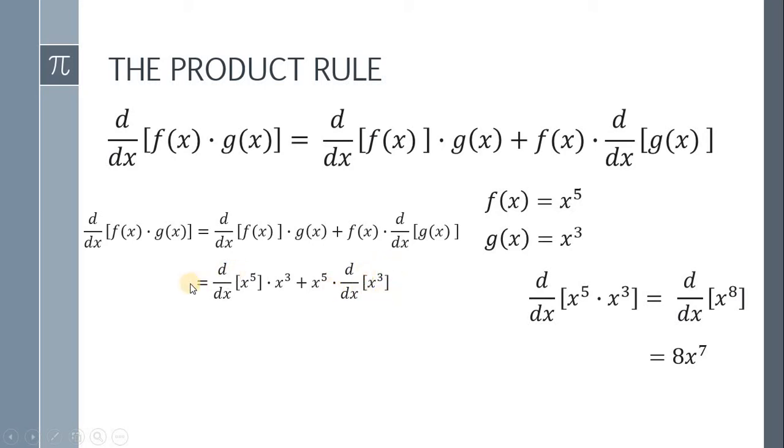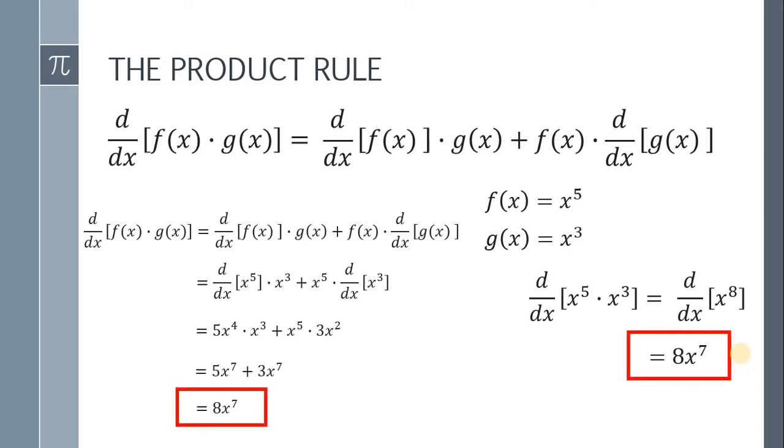Okay? Therefore, derivative ng x raised to 5 must be 5x raised to 4 times x cubed plus x raised to the 5th power, baba natin, times the derivative ng x raised to 3, we have 3x squared. Simplify natin, we get 5x raised to 7 plus 3x raised to 7. Na pag pinag-add natin yan, we get 8x raised to 7. And that's the correct answer. And we're done. Now, let's have some example.